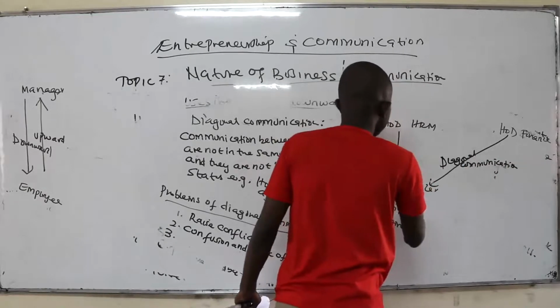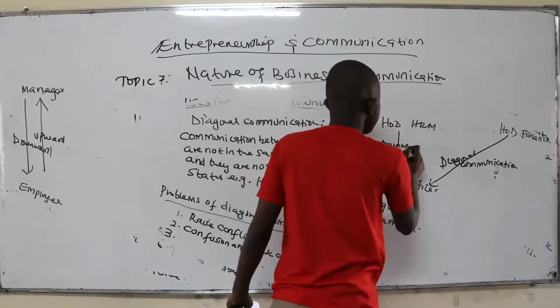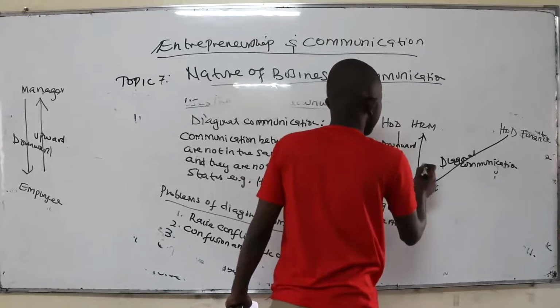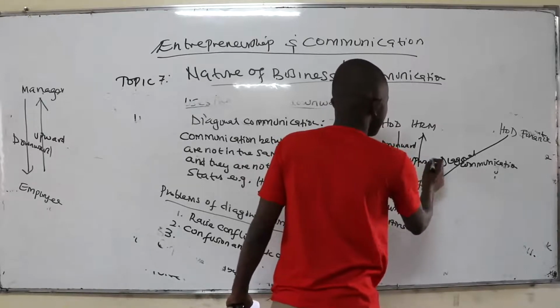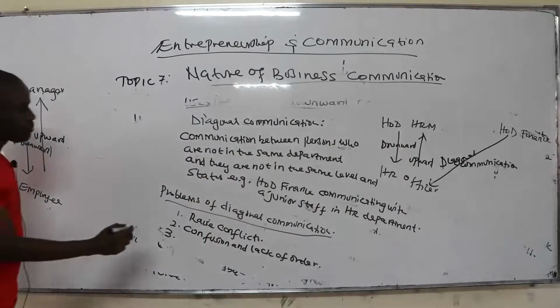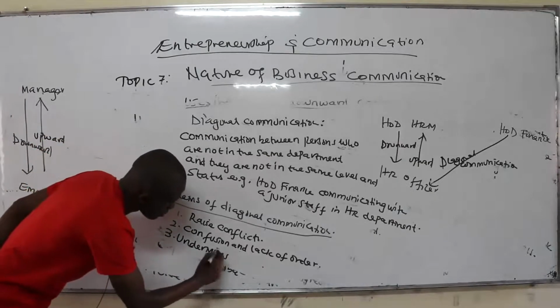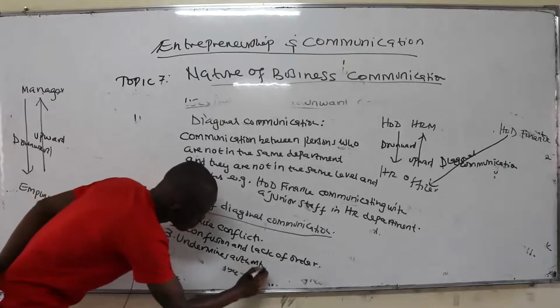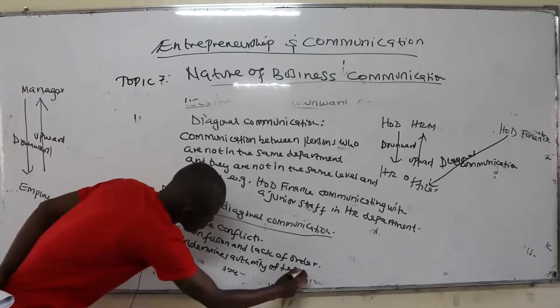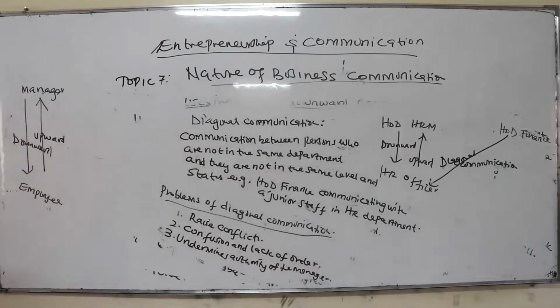Then any communication between HOD, this is downward, at the vertical, and this is upward communication. Then it undermines the authority of the manager. So you are undermining the authority of the HOD, HRM. You are undermining or underrating the authority of the manager.